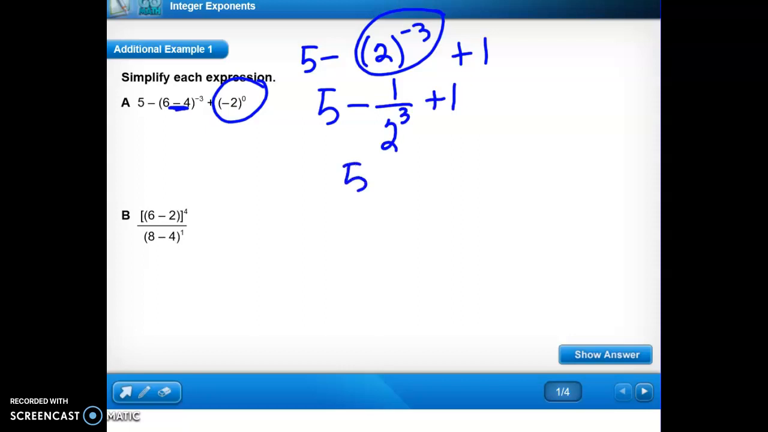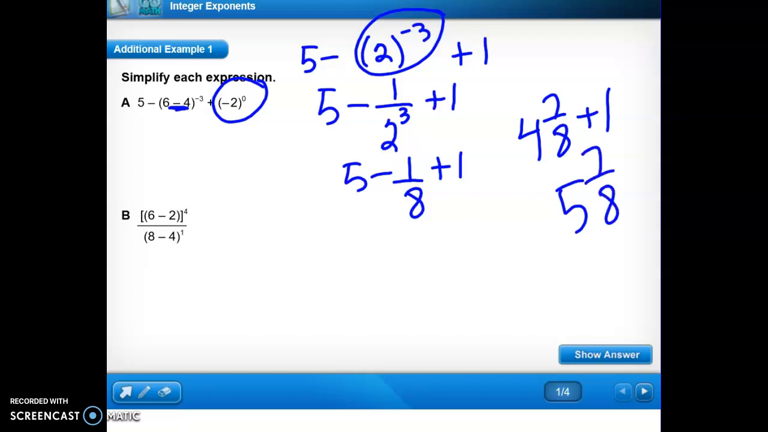So this is going to be 5 minus 1/8 plus 1. So 5 minus 1/8 is 4 7/8, and we're going to add 1 to that. So we get 5 7/8 is our final answer.